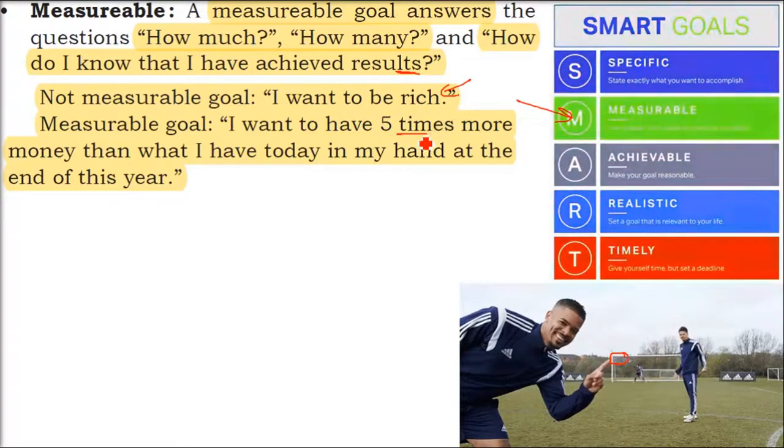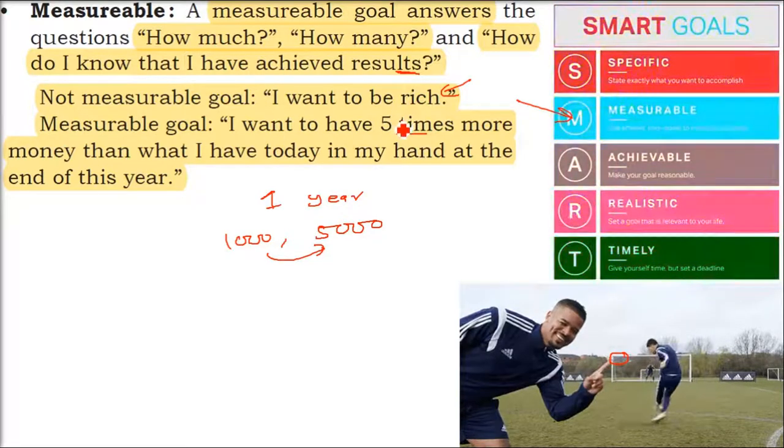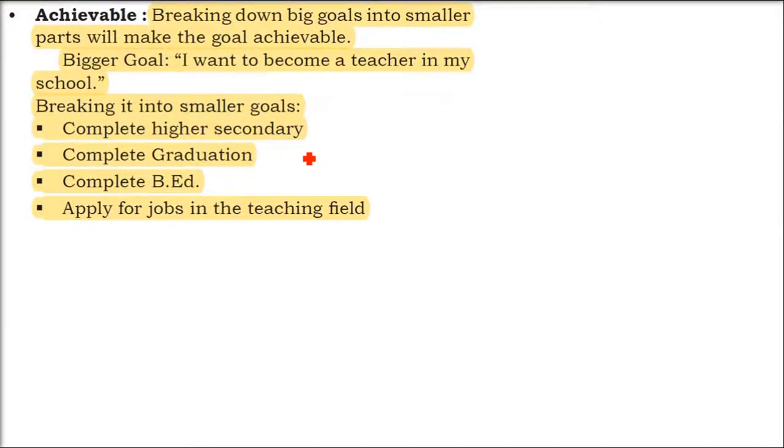A measurable goal is, "I want to have 5 times or 10 times more money than what I have today in my hand at the end of this year." For example, I have $1,000 or rupees. I want $5,000 or rupees by the end of this year. "I want to be rich" is just vague. If you're having $1, you just want $2. Is it that?